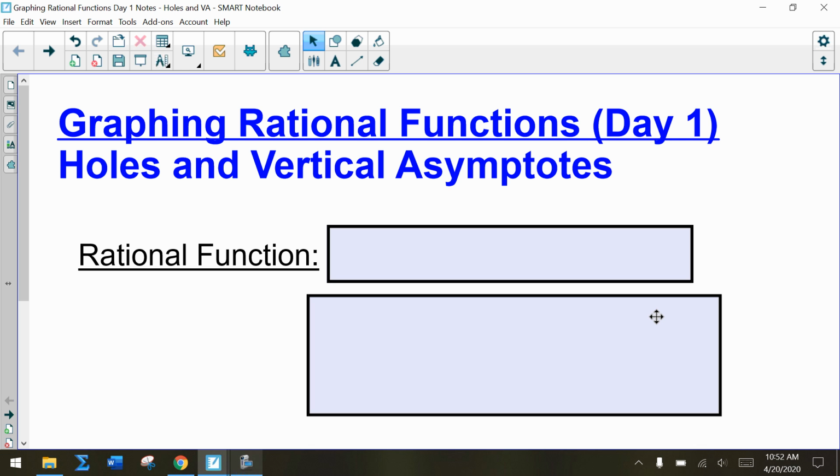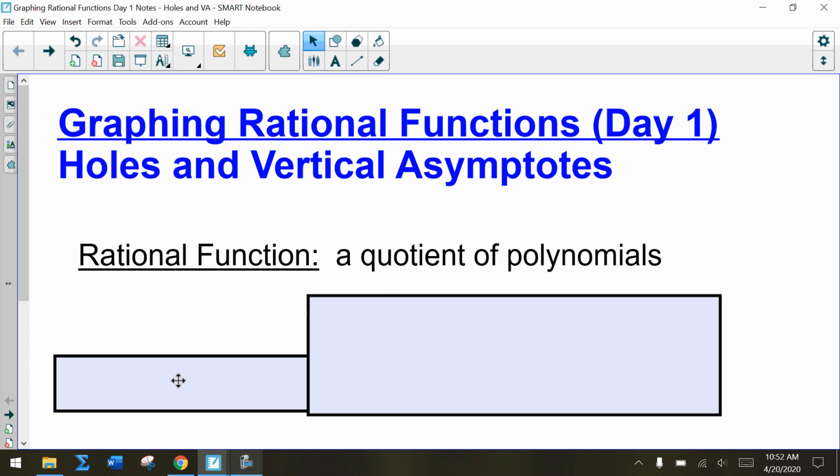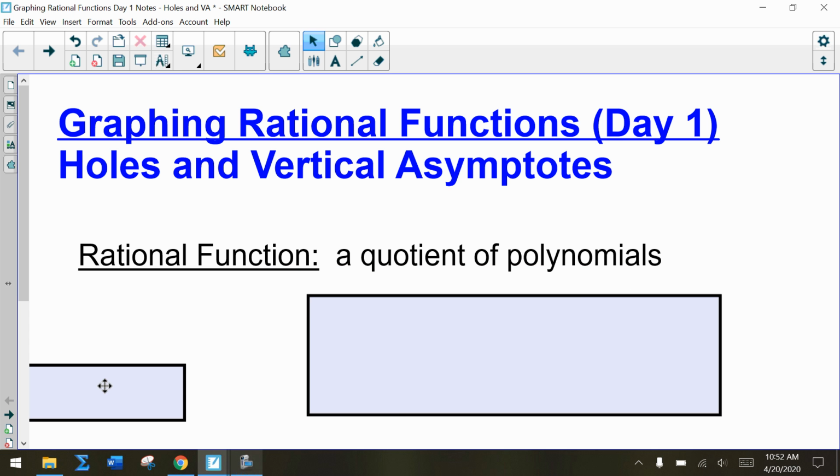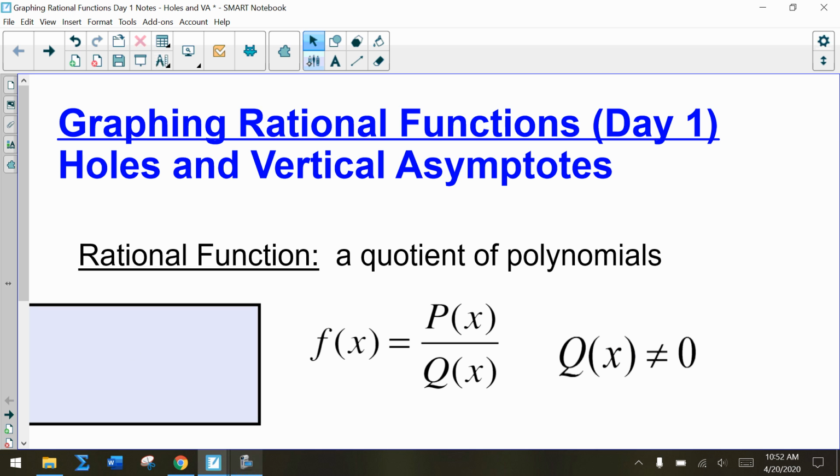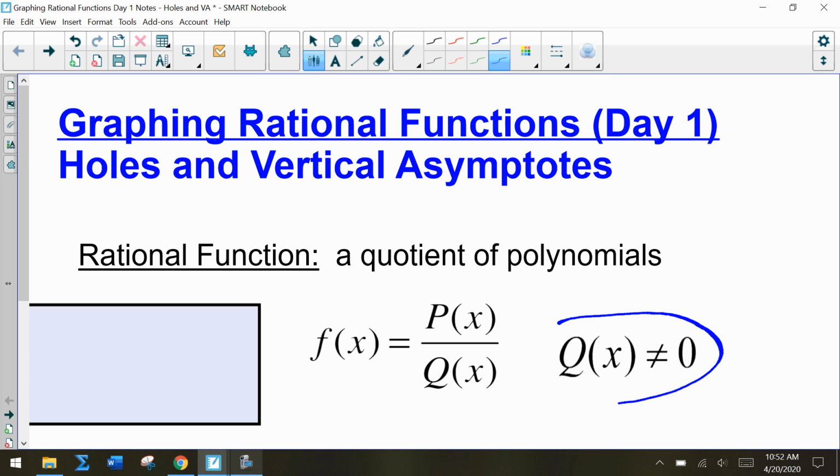So a rational function is a quotient of polynomials. It's a quotient of polynomials, but it is a function. So that means when we graph it, it passes the vertical line test, so it's a function. And then also we know that the denominator cannot equal 0.